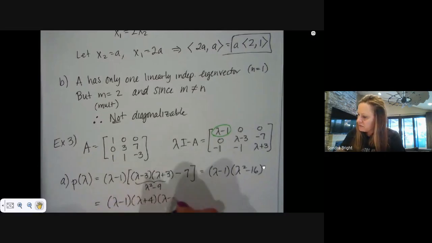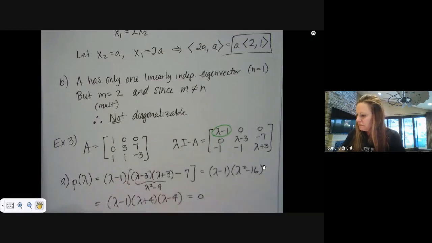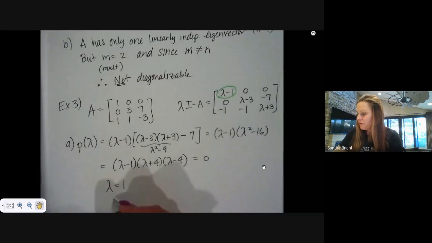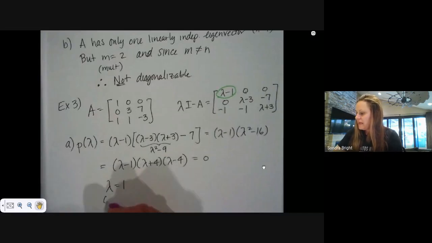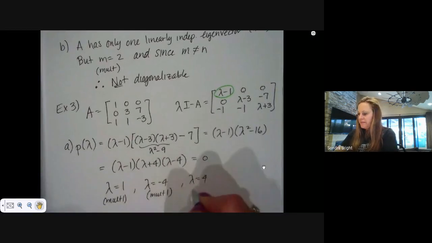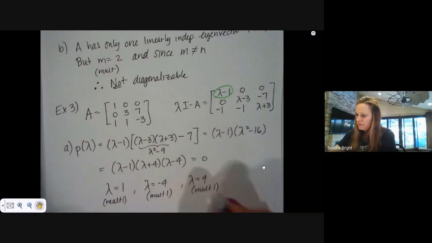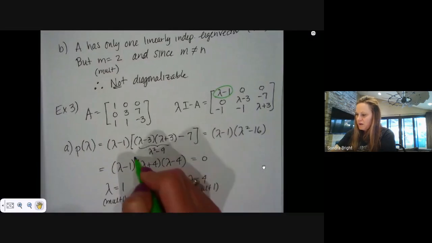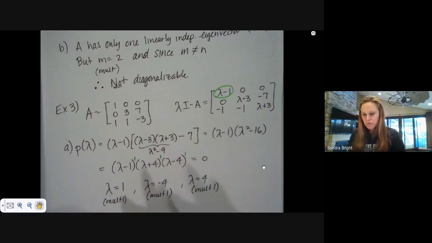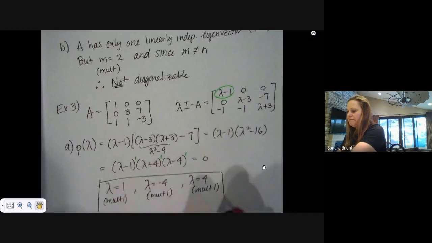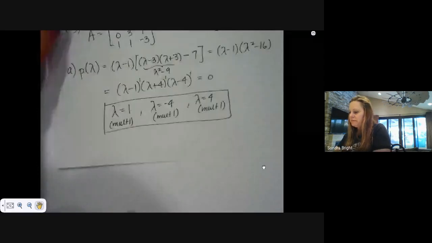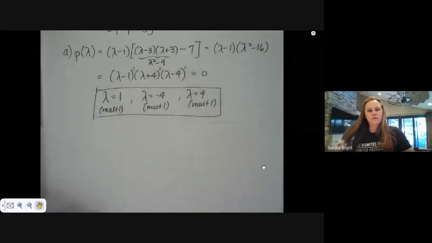And so our eigenvalues are lambda equals 1, which has a multiplicity of 1, and lambda equals negative 4, which also has a multiplicity of 1, and lambda equals positive 4, which also has a multiplicity of 1. You get your multiplicities by the exponents on the factors. So 1, 1, 1. That's how I know they all have a multiplicity of 1. So that means we need to find 3 linearly independent eigenvectors in order for this to be diagonalizable.